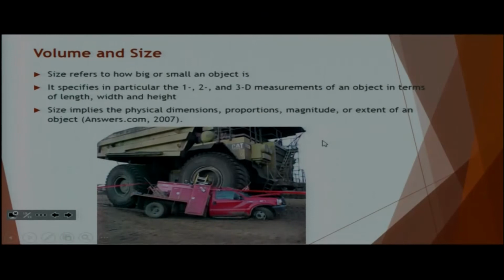The weight, big and small. Can you see how big that object is? Size implies the physical dimensions, proportions, magnitude or extent of an object.